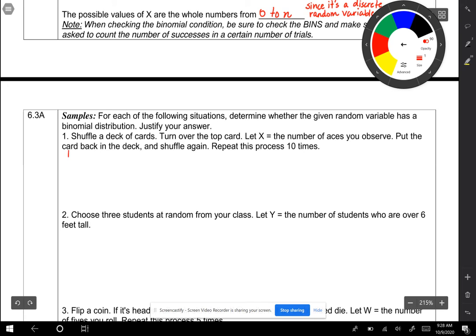So let's just write down B-I-N-S. B, binary, stands for success or failure. So our success in this case is getting an ace. Our failure is anything but an ace. So that criteria has been met.